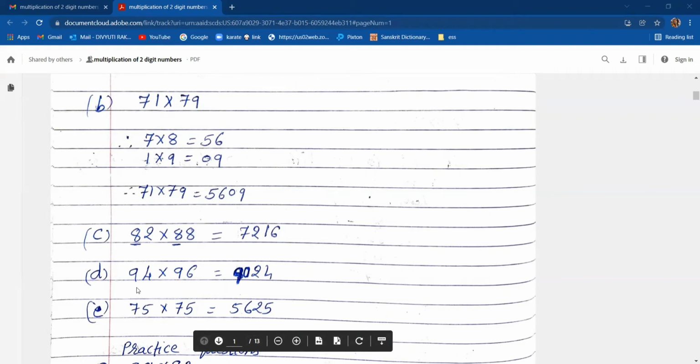Now let's do the calculation a little bit faster. 94 into 96. Again 6 plus 4 will give you 10. So 9 will multiply with its next consecutive number 10. So 9 into 10 will give you 90, and 4 sixes are 24. So 9024 is the answer. 75 into 75. Both the numbers are the same, but 5 plus 5 will give you 10 and 7 is common. So 7 will multiply with 8. 8 sevens are 56 and 5 fives are 25. So understood?